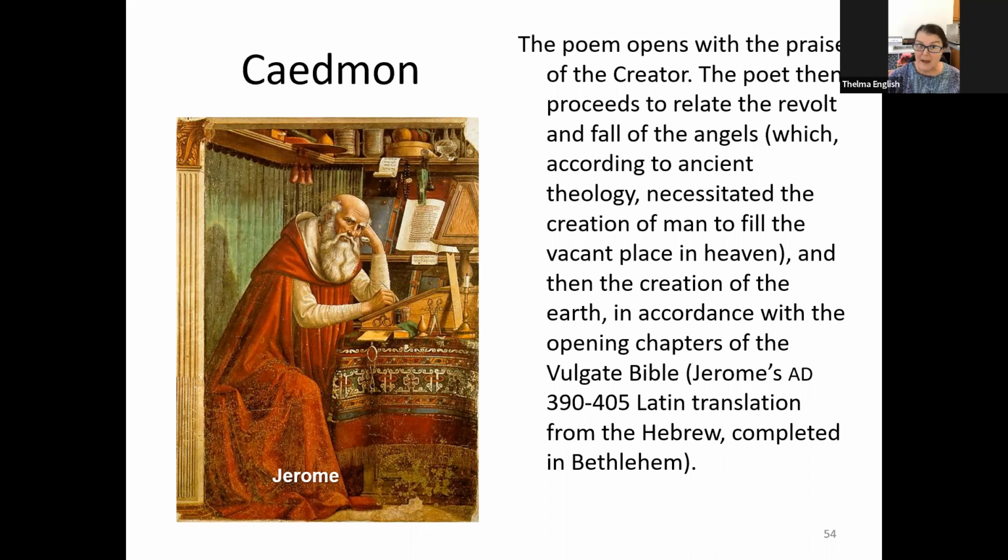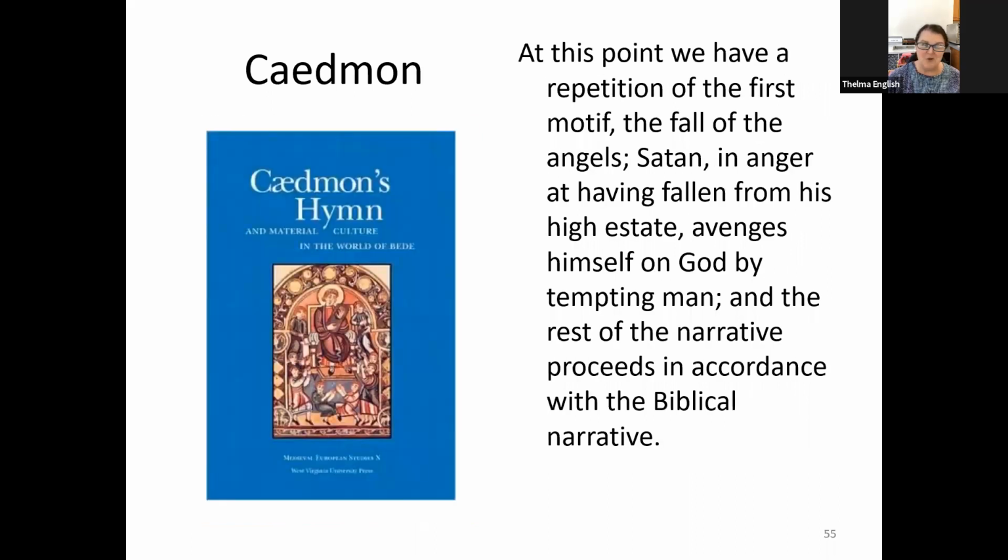And we would talk about that more in Old Testament survey. And then the creation of the earth in accordance with the opening chapters of the Vulgate Bible. That means Jerome's AD 405 Latin translation from the Hebrew, completed in Bethlehem, which is way cool, but that's Old Testament survey too. At this point, we have a repetition of the first motif, the fall of the angels.